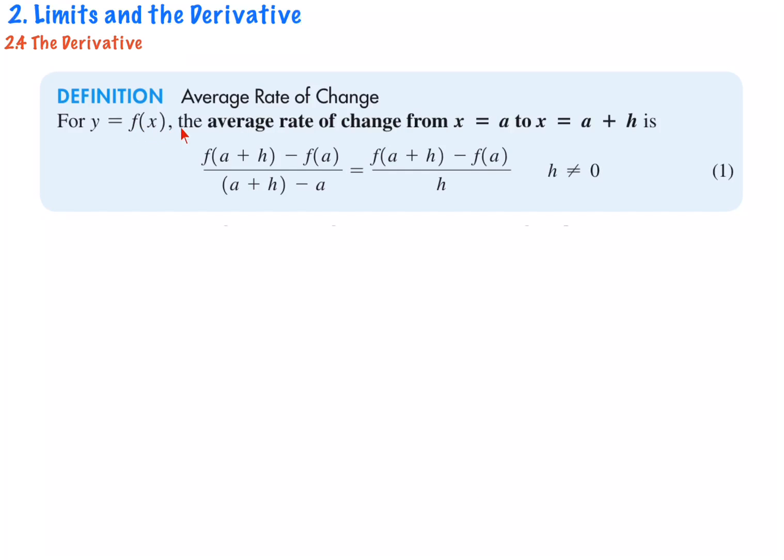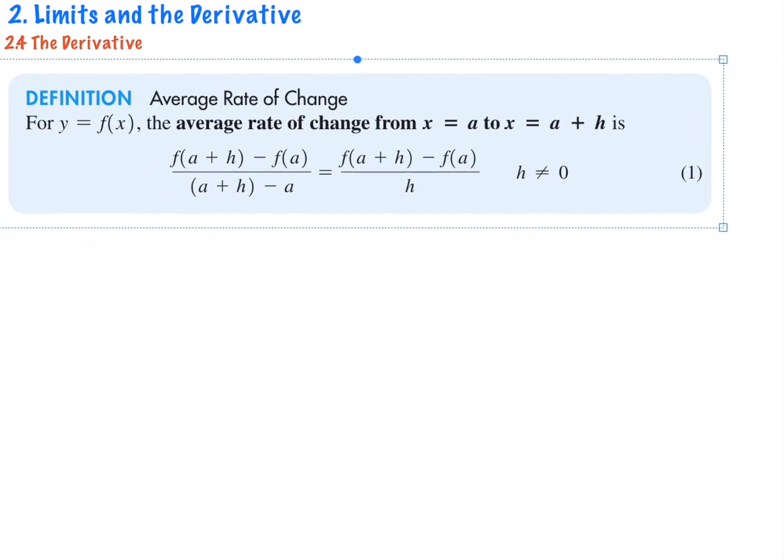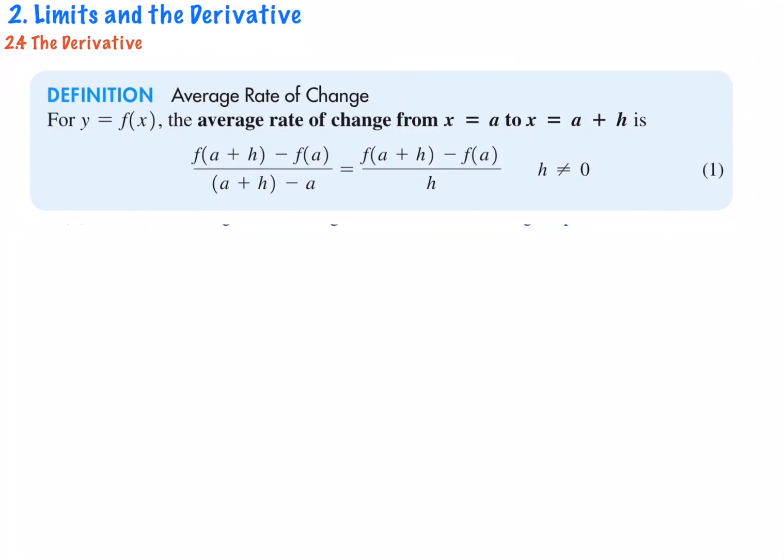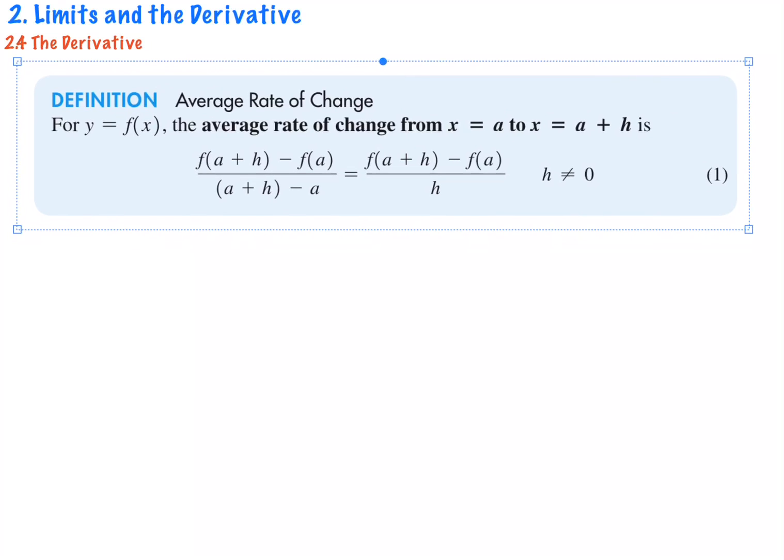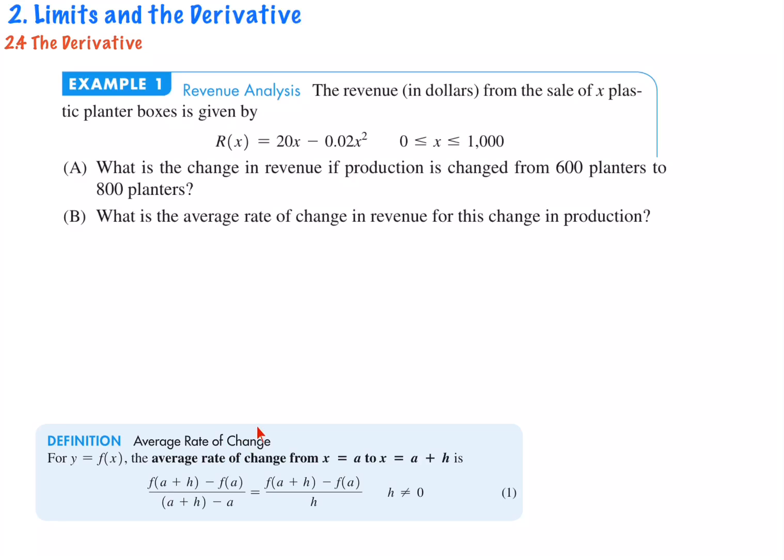We can define it this way. For y equal to f of x, the average rate of change from x equal to a to x equal to a plus h is defined as f of a plus h minus f of a, divided by h. Now we can apply this concept to situations not related to velocity, for example, revenue analysis.